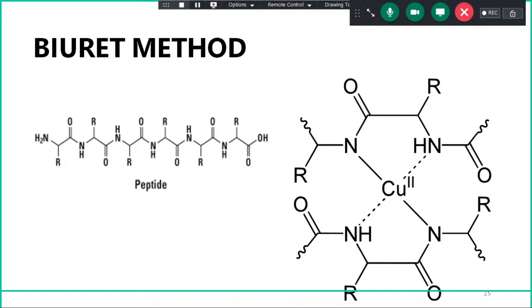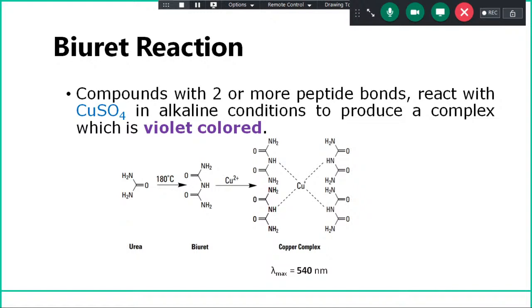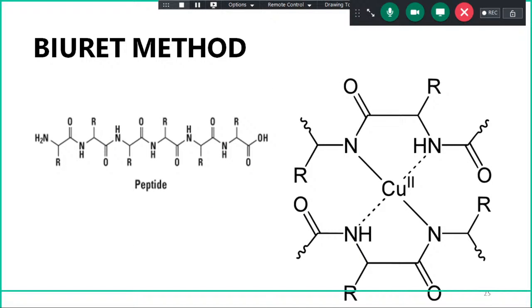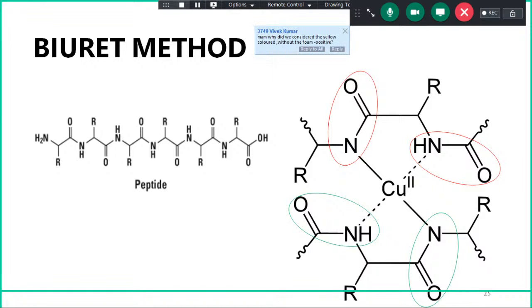Based on this similar reaction, the biuret method is developed, in which the peptide bond having amide linkage forms a copper complex which is also purple colored. The presence of the purple colored compound will tell you the presence of protein, and the intensity of the color is dependent upon the concentration of the protein in the sample. As the concentration increases, the intensity of the color also increases, and this can be quantified by a colorimeter.